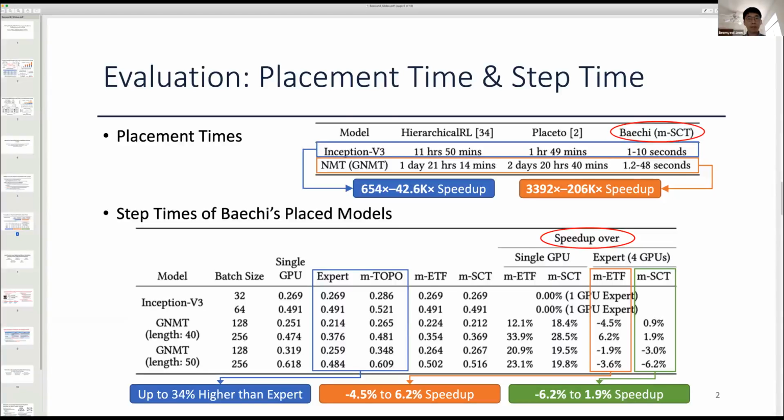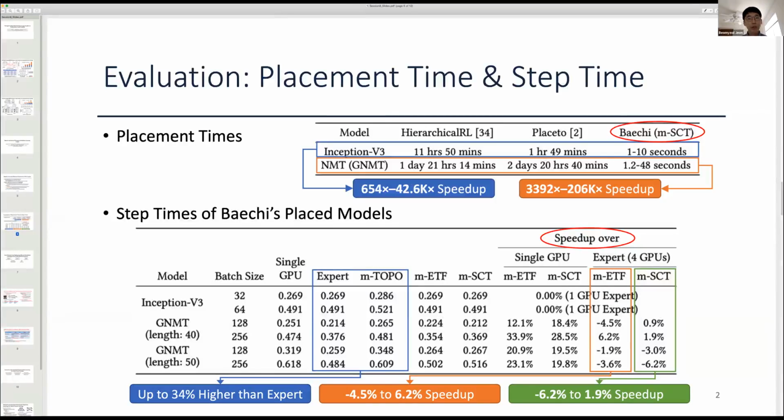The top table shows placement times for an image classification model, Inception V3, and a language model, NMT, with the 2 learning-based approaches, and our Betchy system. For Inception V3, Betchy finishes the placement within only 10 seconds, which is about 700 to 43,000 times faster than the learning-based method. For NMT, Betchy shows about 3,000 to 206,000 times speed up.